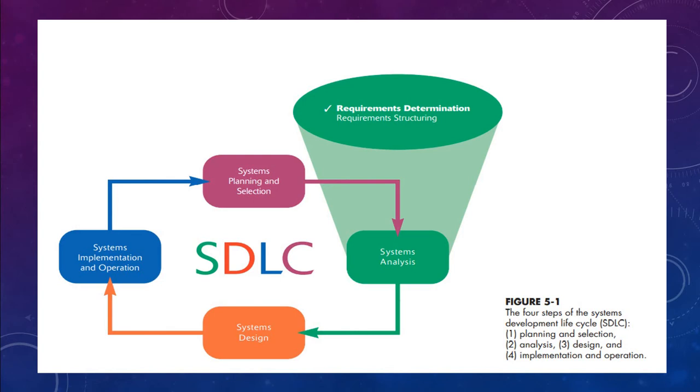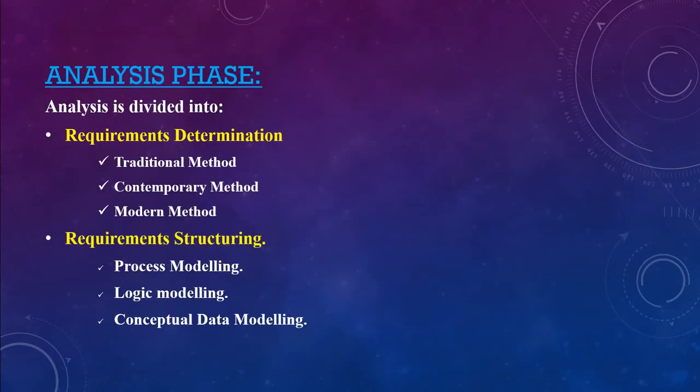The analysis phase takes place in every phase. In the design phase also analysis will take place, in implementation and operation also analysis will take place, and even in maintenance analysis will take place. The analysis phase is divided into 2 categories. First one being the requirements determination, and under requirements determination you have the following 3 methods: one is traditional, followed by the contemporary method, and then we have the modern methods.